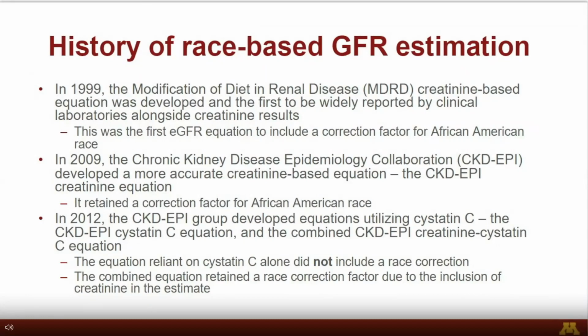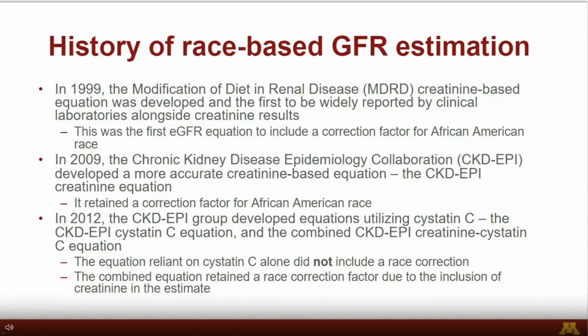Race was first incorporated into GFR equations in 1999 with the development of the modification of diet and renal disease, or MDRD, creatinine-based equation. The MDRD equation was the first eGFR equation that was widely reported by clinical laboratories alongside the creatinine result. The MDRD equation was the first to include a correction factor for African American race.